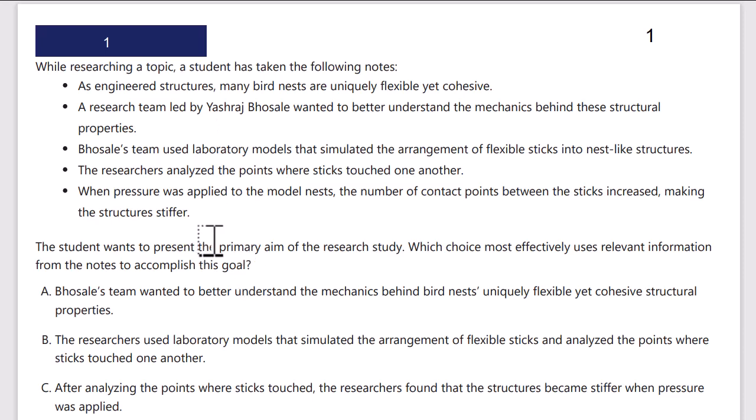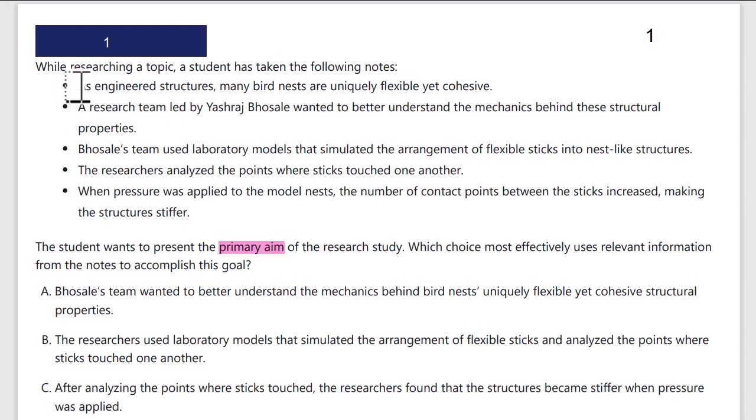Number one, the student wants to present the primary aim of the research study. Okay, so this is a study-related prompt among rhetorical synthesis, or what I call best accomplished goal problems. We want to find the primary aim of the research study. Every research study has a background, an aim or goal, a methodology, and a finding. We want to find the aim or goal of the study. So let's read the bullet points now.